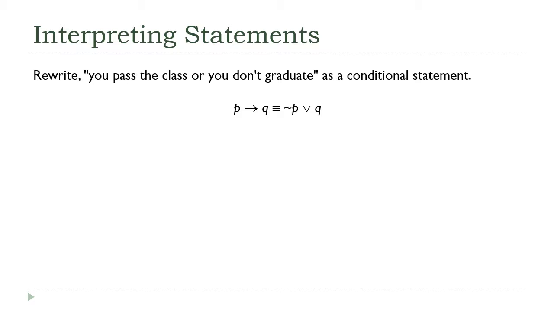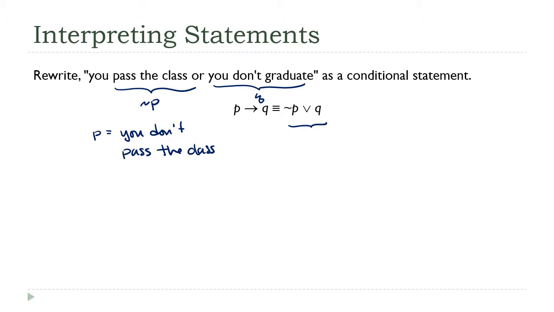Now, if we match the sentence up with the or side of the equivalence, you pass the class corresponds to the not P, and you don't graduate corresponds to Q. All right, that means that P must be you don't pass the class.